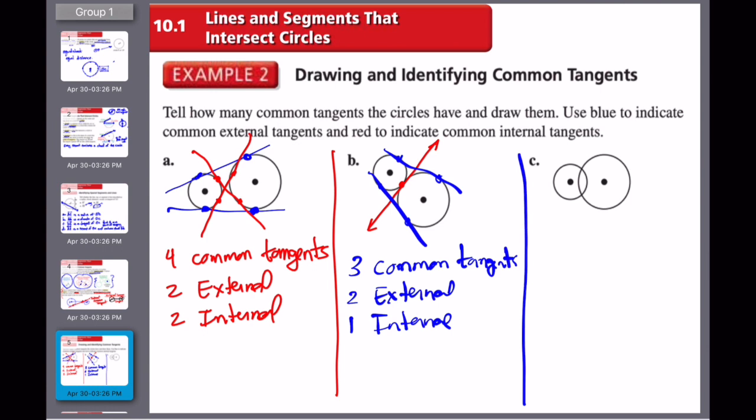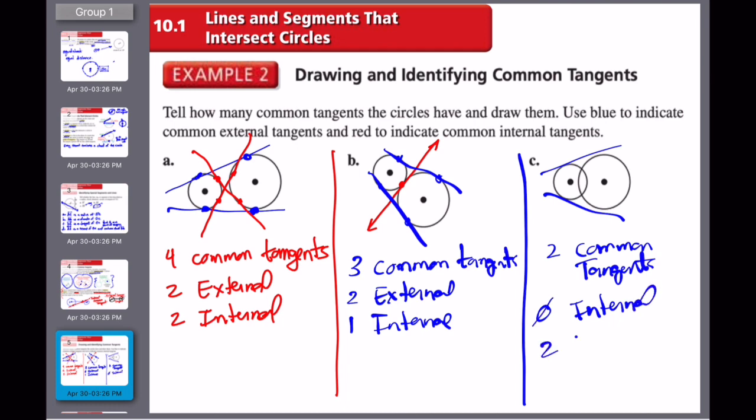So for example C, there are no internal common tangents. We can't draw an internal, but we still have our external common tangents. So we would say 2 common tangents. 0 internal, 2 external.